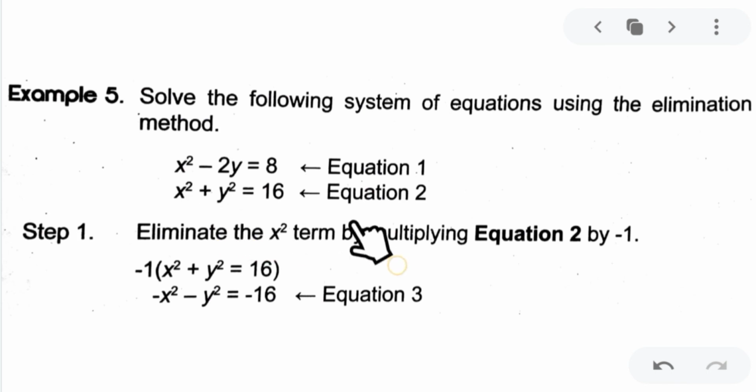So, we will be eliminating that by multiplying by negative 1. We have to multiply this equation by negative 1. This is your equation 2, x squared plus y squared equals 16, multiplied by negative 1. Negative 1 times x squared is negative x squared. Negative 1 times y squared is negative y squared. Negative 1 times 16 is negative 16. This is your equation 3.